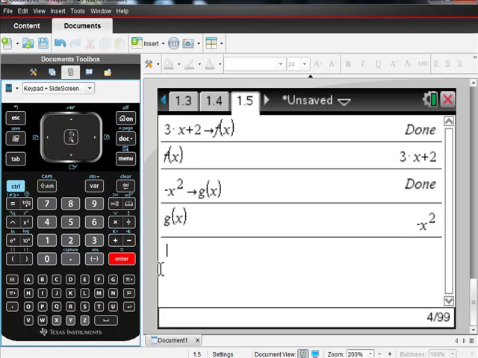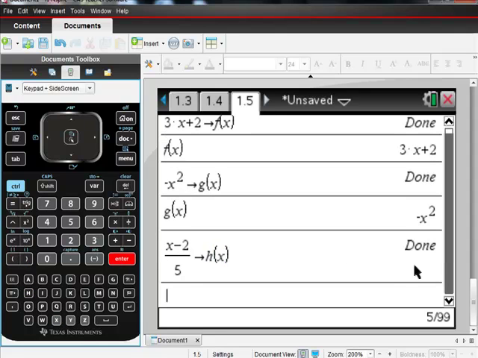Lastly, we have our h of x function, and it's not really a rational function, but it's a function in the form of a fraction. So I'm going to hit control division. It gives me that fraction bar, and it happens to be x minus 2 over 5. Use your right-hand cursor to make sure that the cursor is fully on the right-hand side before you try to store it. Otherwise, you could end up storing just a part of it. So control store, and I'm going to call that h of x. Have all of that done.